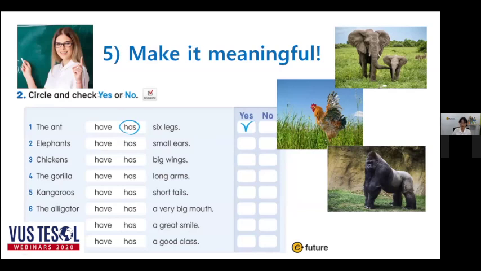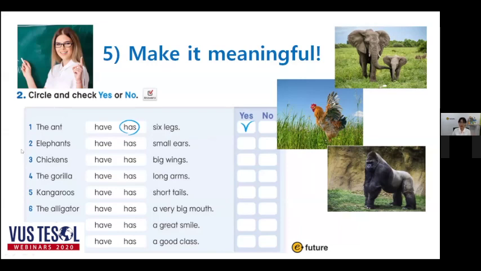So let's look at some activities here. Circle and check yes or no. Number 1, the ant has 6 legs. Okay, the ant. So there's only one ant, so you circle has. The ant has 6 legs. Yes or no? Is this a true sentence? Yes, the ant has 6 legs. So you have to read the whole sentence in order to do this part, right? You have to think about the meaning.